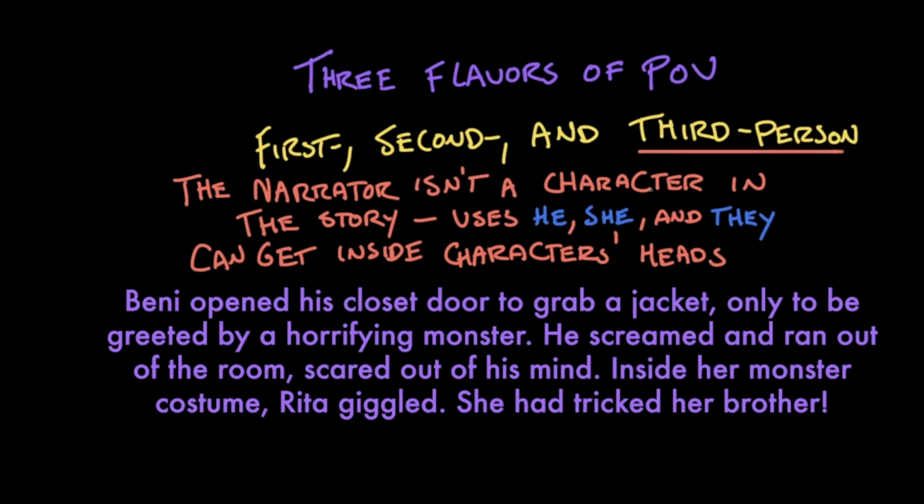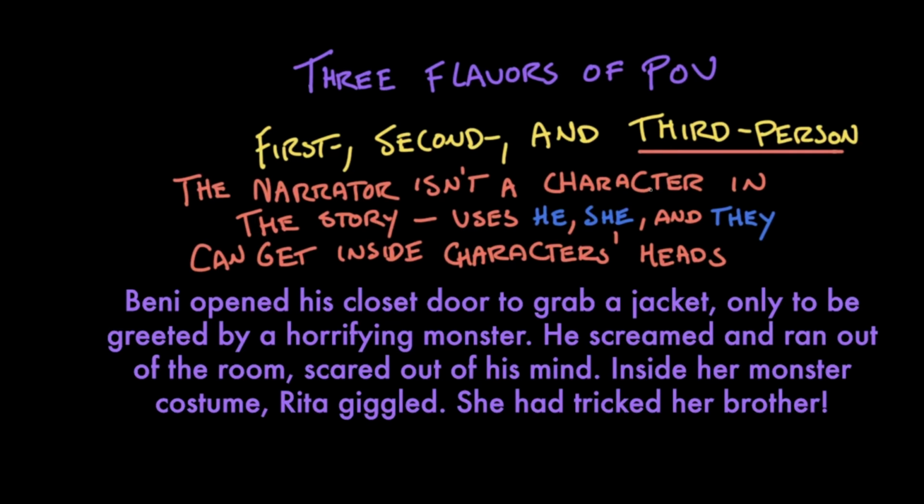Now imagine if that little snippet were told from Rita or Benny's first-person perspectives, Rita using I or Benny using I, instead of a third-person POV using he or she. We might see it differently reading that story. From Rita's perspective, it's a funny prank. From Benny's, it's super scary. He just saw a monster.